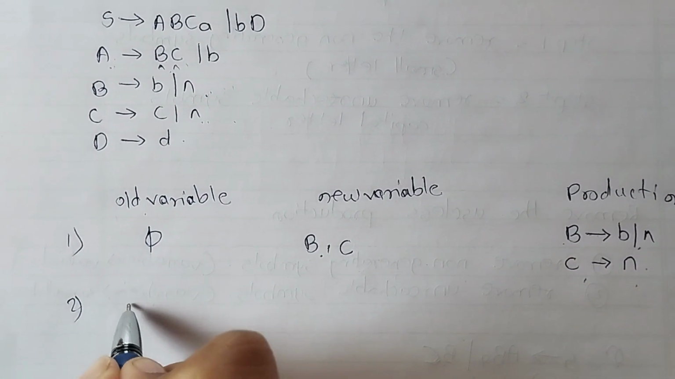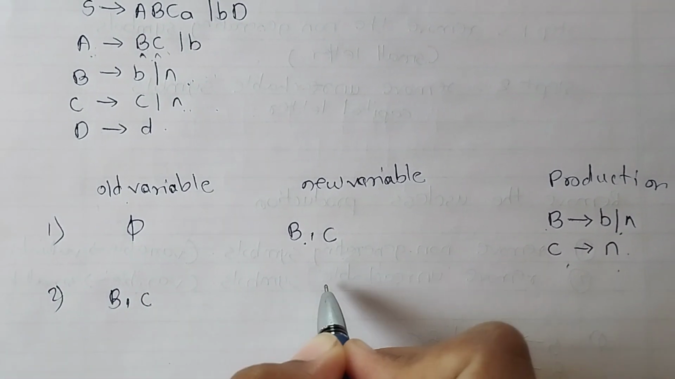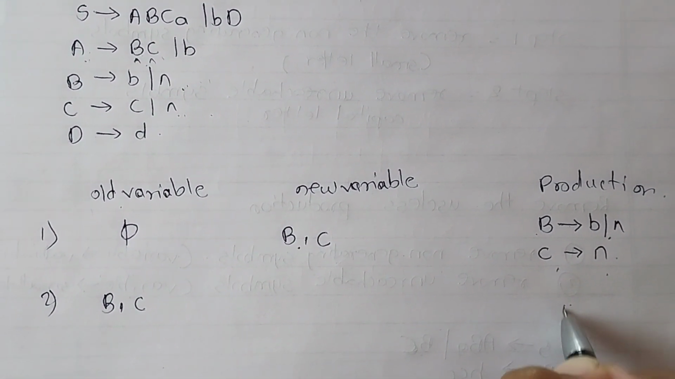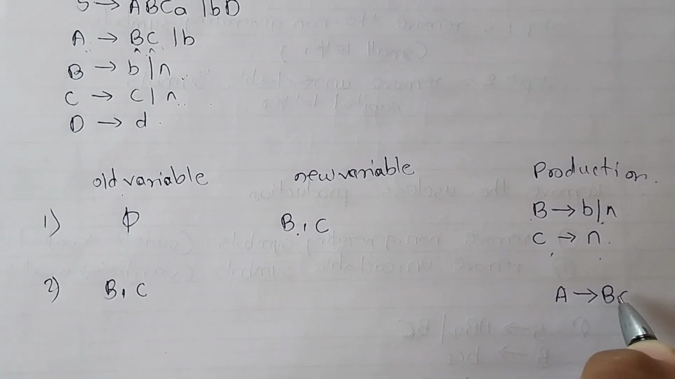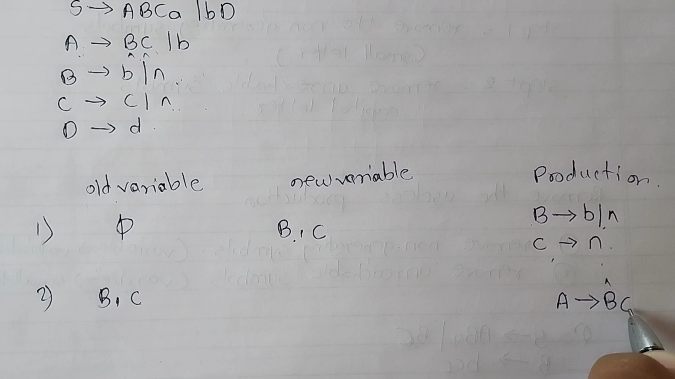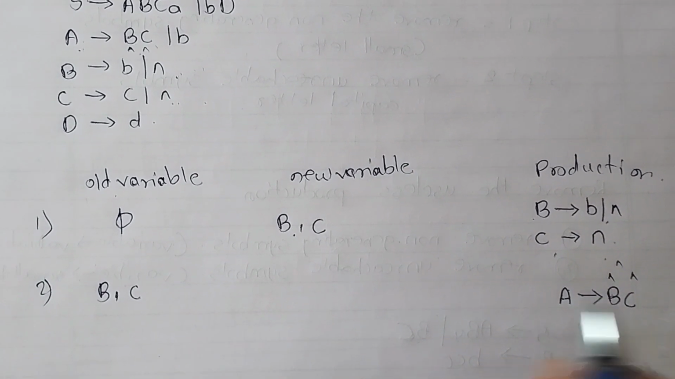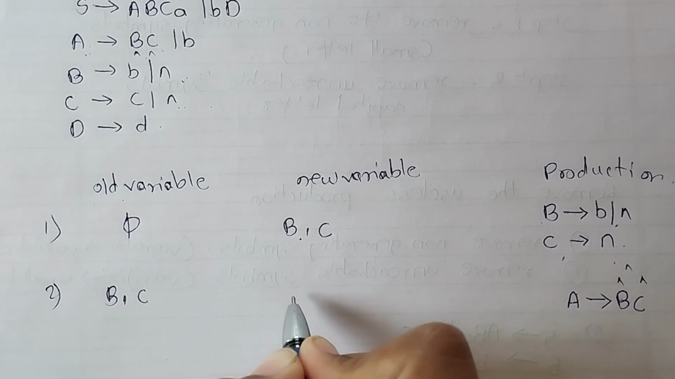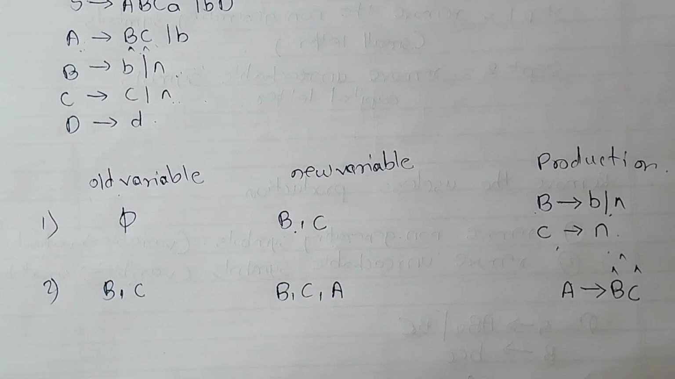So because of this, we write here the old variables are B and C, and now one more production we write here: A produces BC. As B is null and C is null, then this A also becomes null. Null and null means null. So here the new variables are B, C and A.